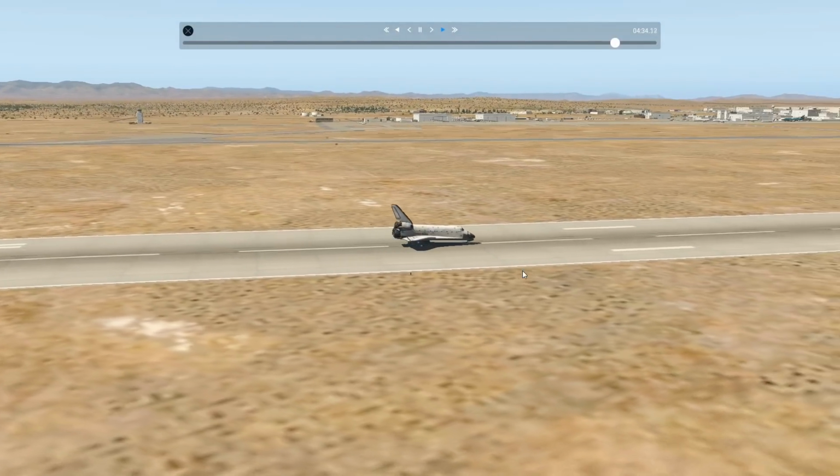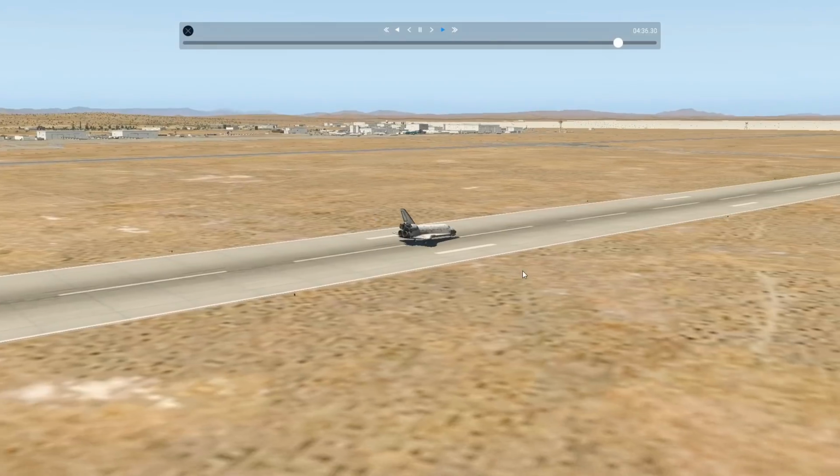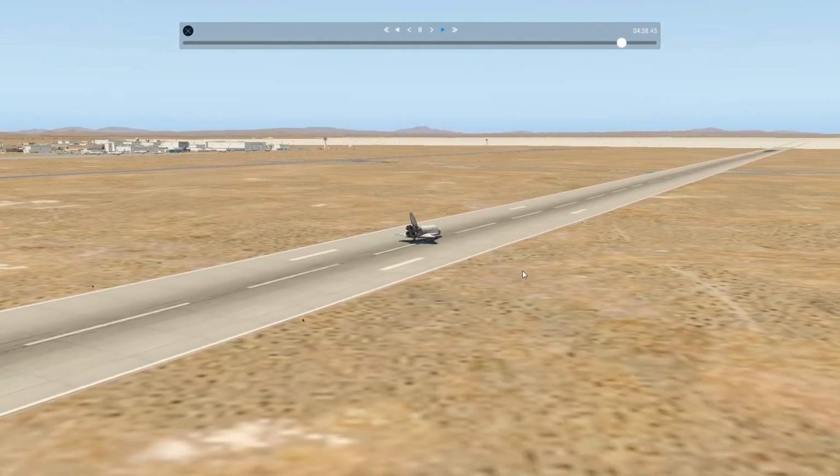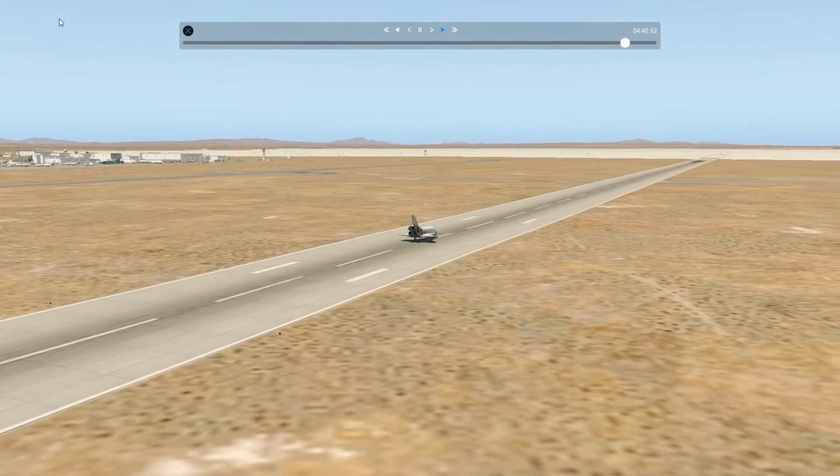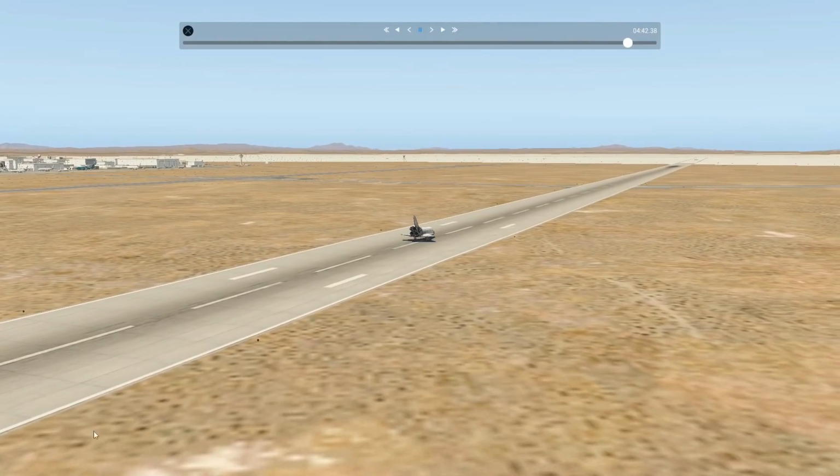So when it comes to gliding the space shuttle, absolutely yes, it can glide. It glides quite well. I recommend having a go at this simulator. It's a lot of fun.